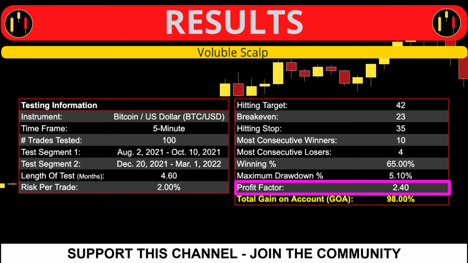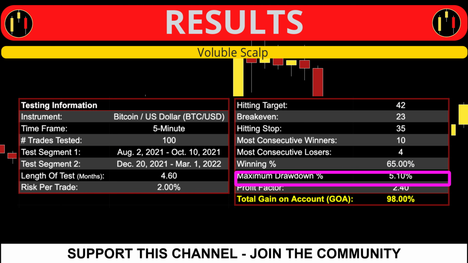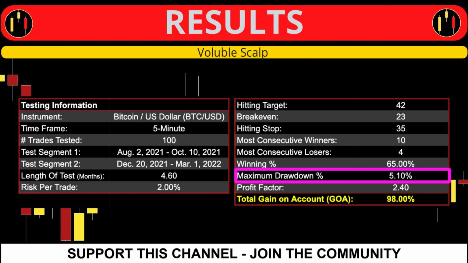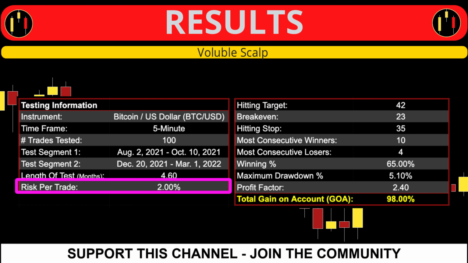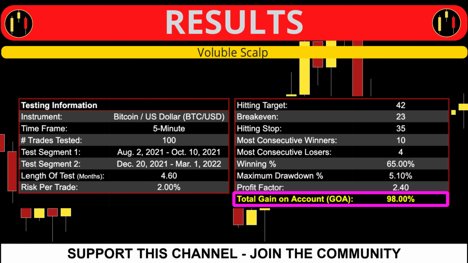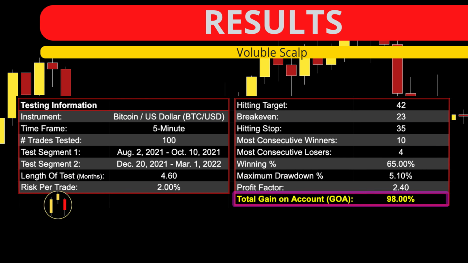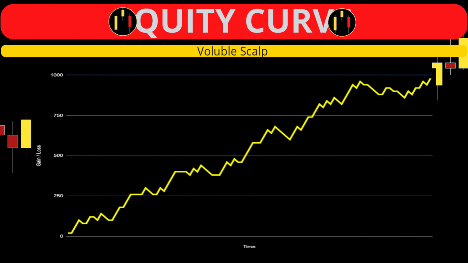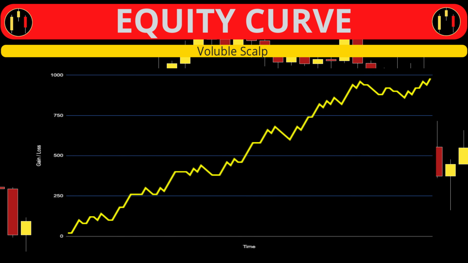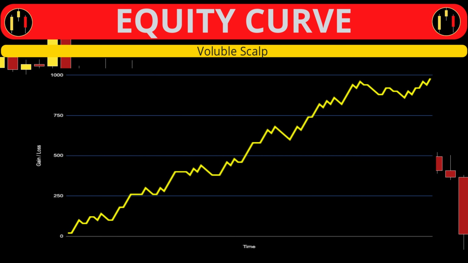The profit factor was a wonderful 2.4 with a maximum drawdown of 5.1%, risking 2% per trade. The gross gain on account was a very healthy 98%. The equity curve here is indicative of a trend-following system deployed during strong trends.